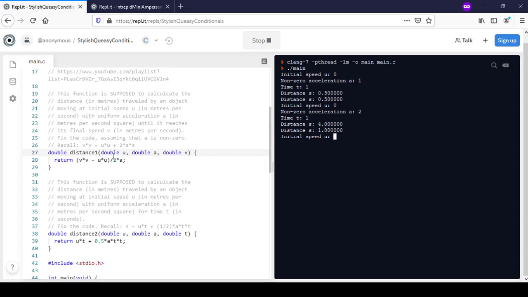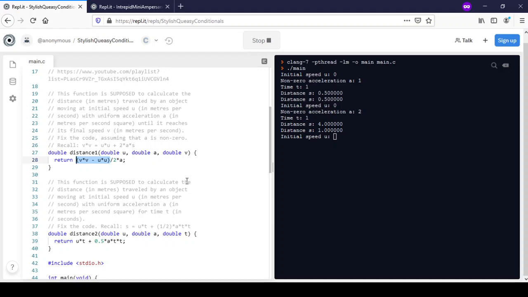So we're really talking about an instance where the initial speed u is 0, a is 2 meters per second square, and the final speed v is 2, right? So what is this supposed to compute? This is supposed to compute 2 square, that's 4, minus 0 square, so that's still 4, divided by 2 times a, and a is 2. So it should be 4 divided by 2 times 2. So 4 divided by 4, it should be 1.